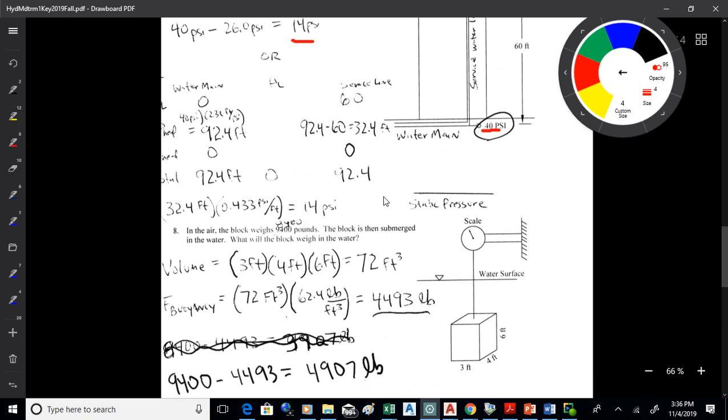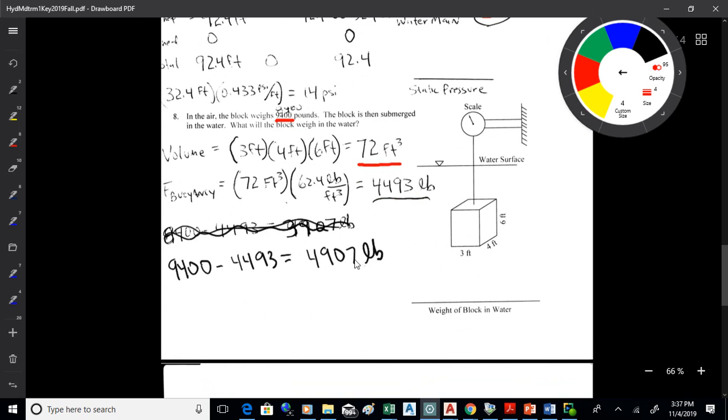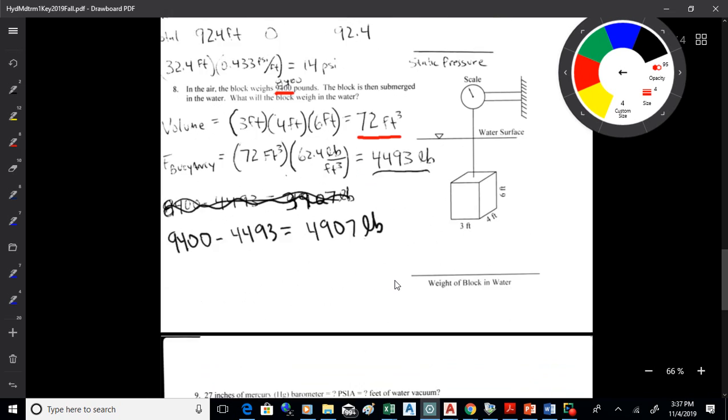Okay, the next one there, we've got the weight of the block at 9,400 pounds. We then submerge the block in water. You want to find the buoyancy force, so to do that, you find the volume. 3 by 4 by 6 gets you 72 cubic feet. Multiply that by the specific gravity, or the density, I guess we'd say, of water. You get 4,493 pounds. That's the buoyancy force pushing up. The weight is going down, that's 9,400 pounds, so the difference is 4,907 pounds. So that's the weight in the water.